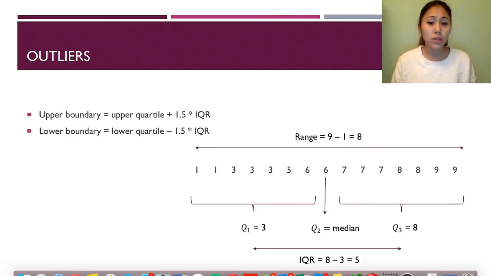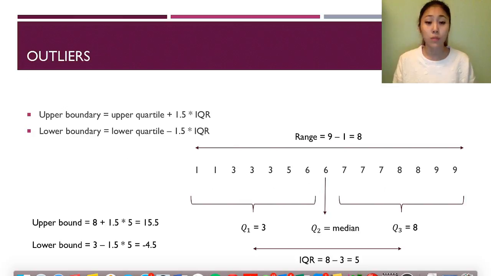So let's take a look at our example. We've been using this data set. What we could do is we could plug it in to the upper boundary and lower boundary equations. Upper boundary equals your upper quartile, which is your Q3, plus 1.5 multiplied by your IQR. In this case, our IQR is 5, our Q3 is 8. So we plug that information in to figure out the upper boundary. We would do the same thing for the lower boundary. Instead, we would use lower quartile, and instead of adding, we subtract because we want to find the lowest boundary.